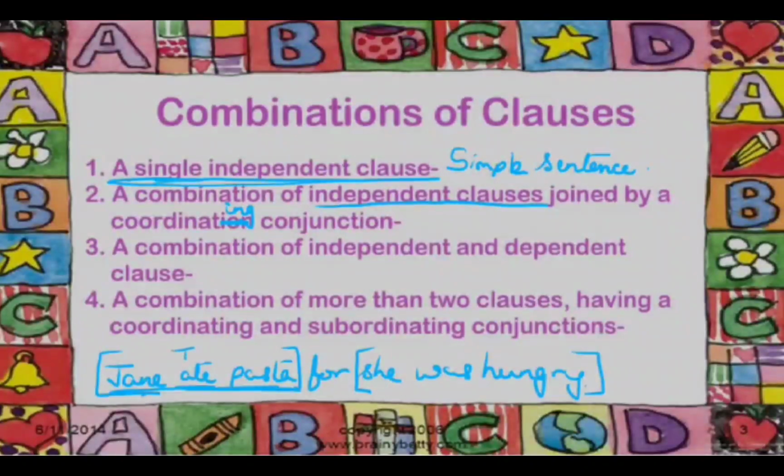So, two independent clauses joined together by a coordinating conjunction. Children, I'll give you the list of coordinating conjunctions as well. You should be having it by now, after attending my lecture on parts of speech. However, I'll still share it with you. So, when two independent clauses are joined by a coordinating conjunction, this kind of combination is known as a compound sentence.